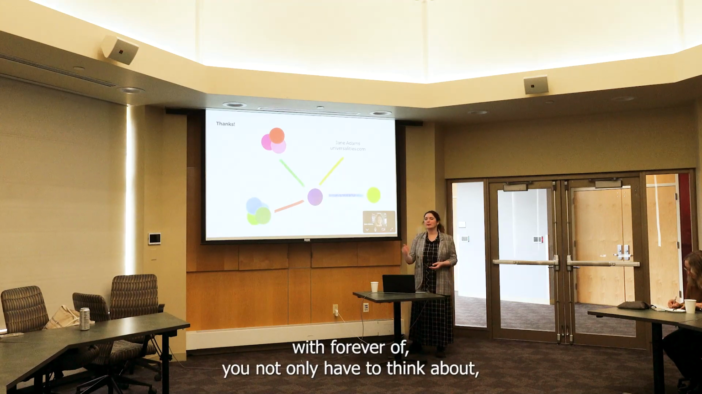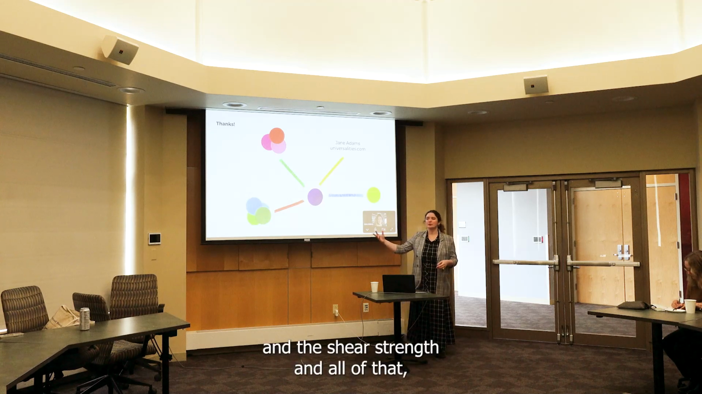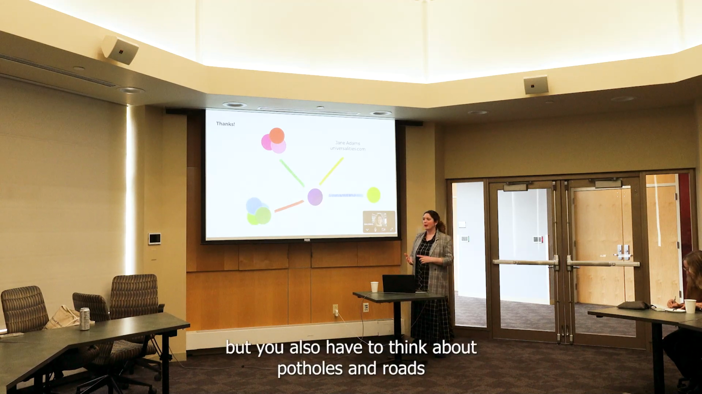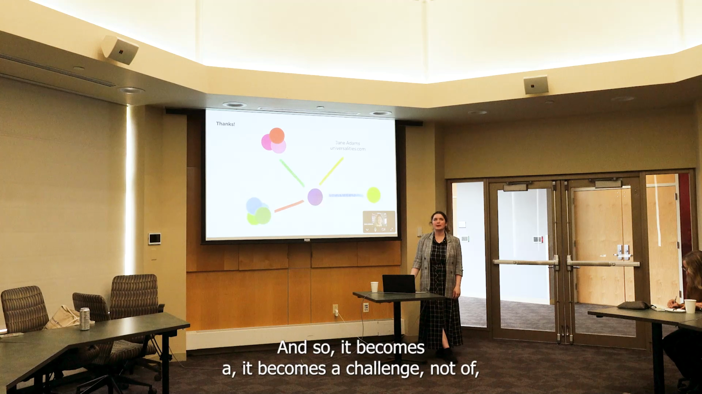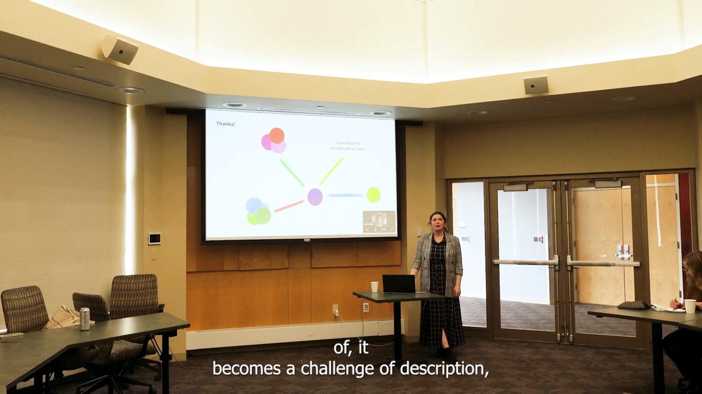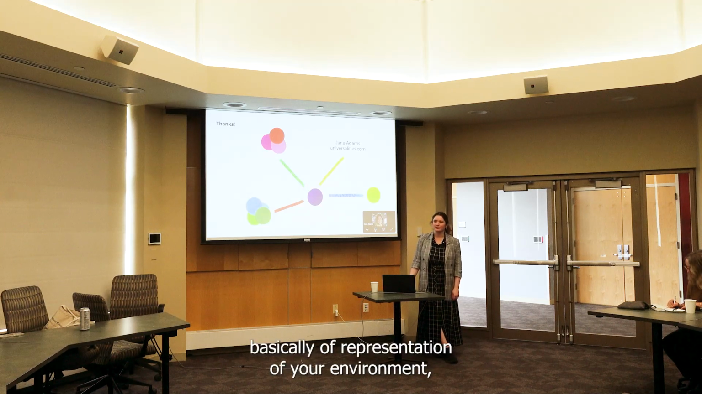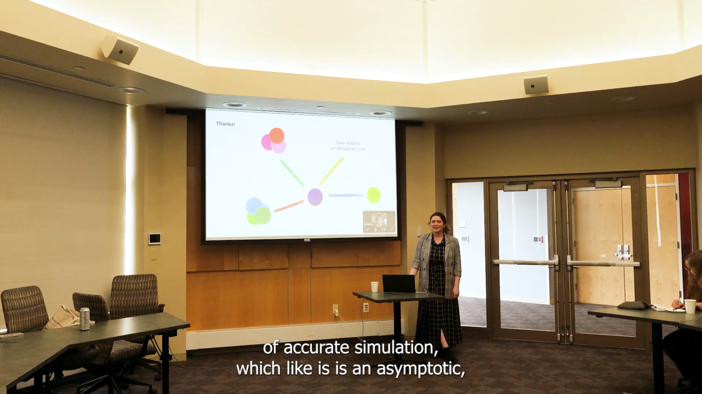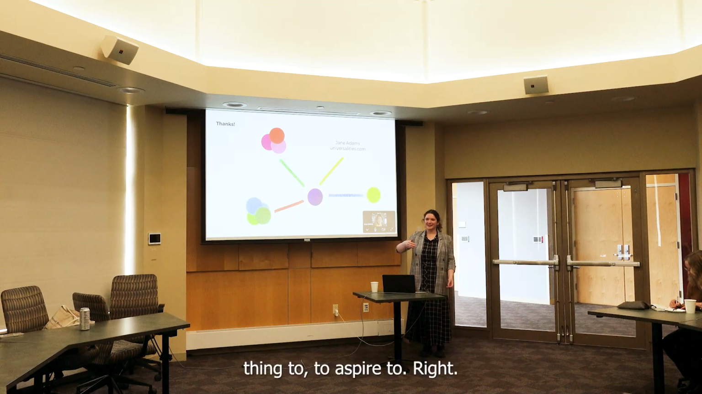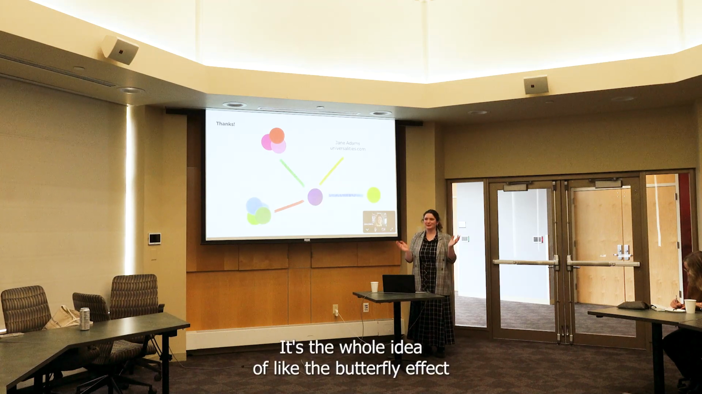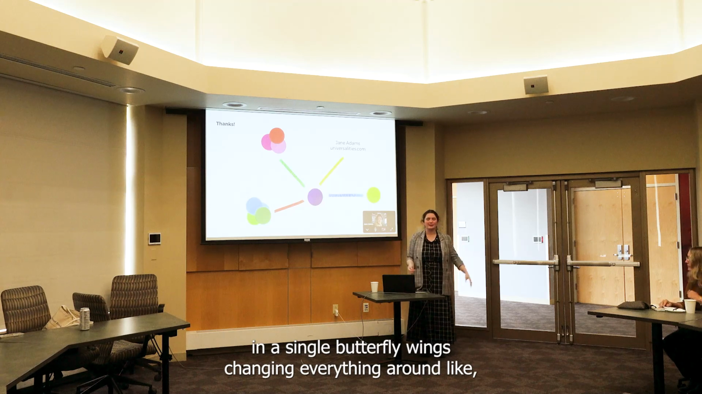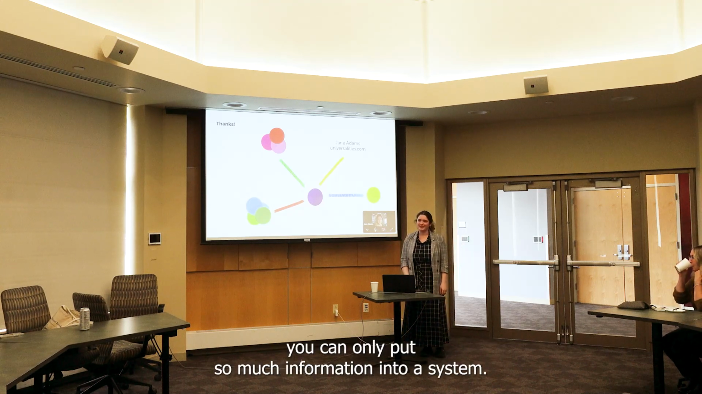You not only have to think about the tensile and the shear strength and all of that, but you also have to think about potholes and road salt when you're designing a bicycle. So it becomes a challenge of description, of representation of your environment, of accurate simulation, which is an asymptotic thing to aspire to, right? Because you could add infinite variables. It's the whole idea of the butterfly effect, a single butterfly's wings changing everything around. You can only put so much information into a system.